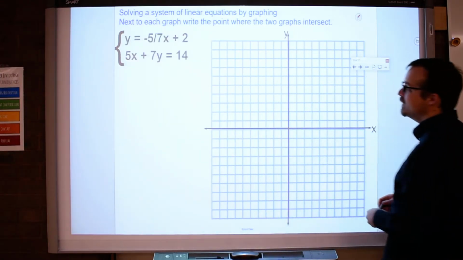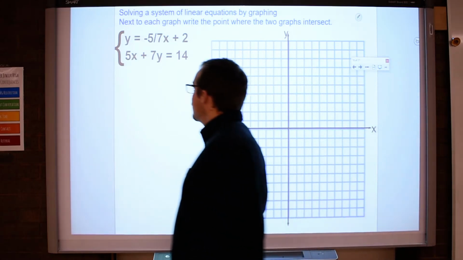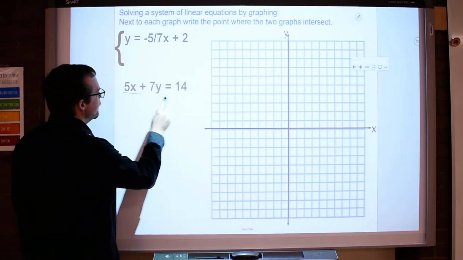All right, one more here. Go ahead and give that a try. All right, I'll do this one in green, as long as the other one's in blue. This one right here we're going to do in green.